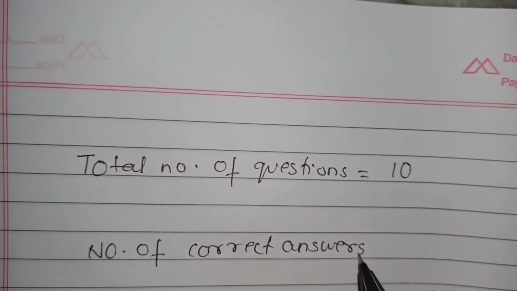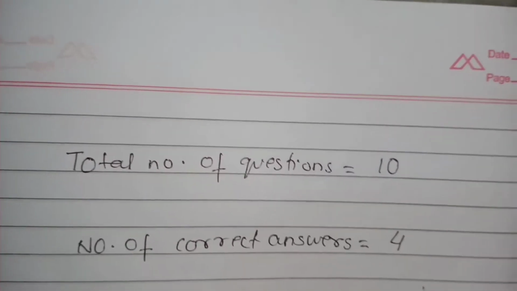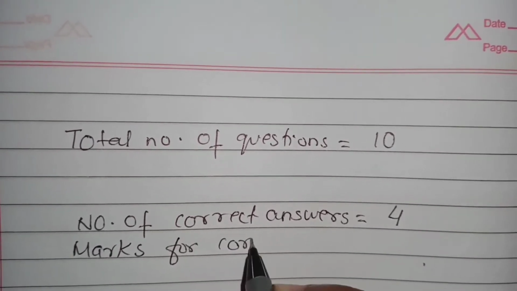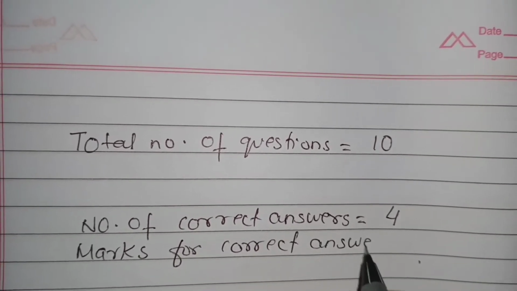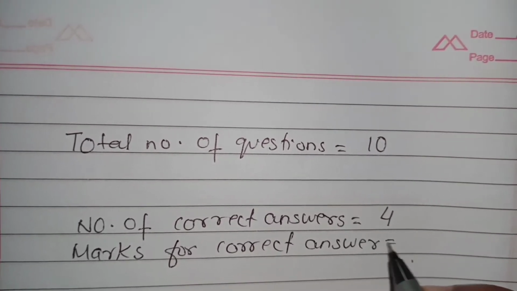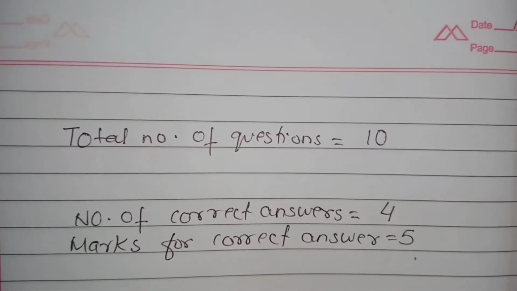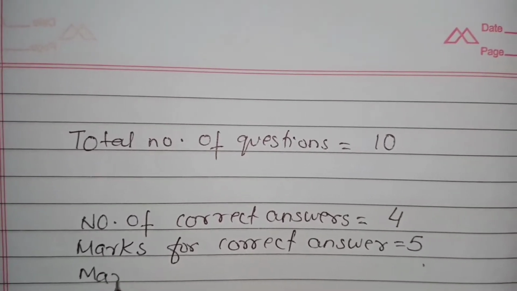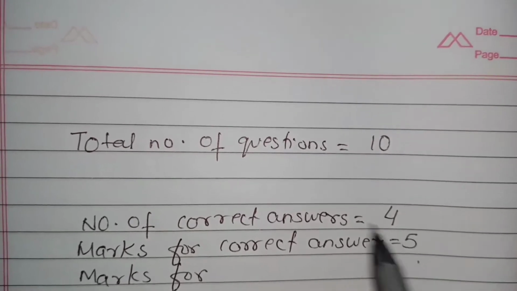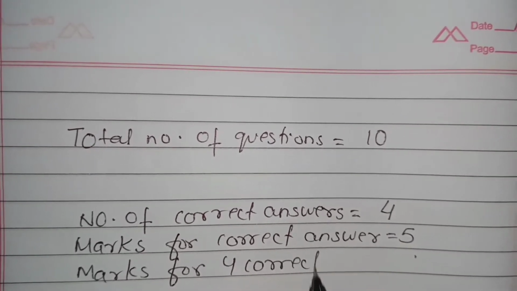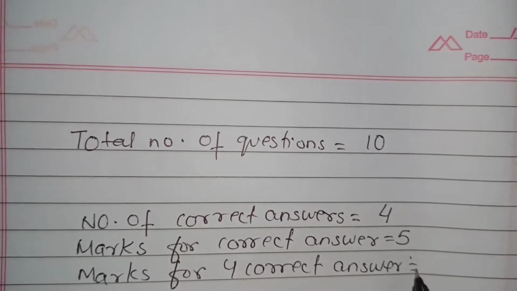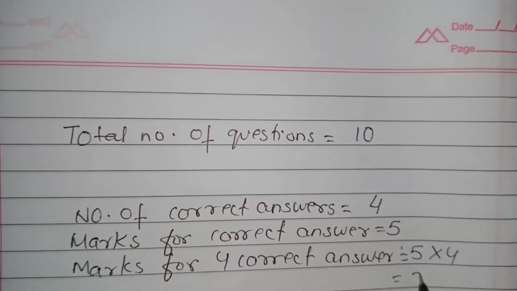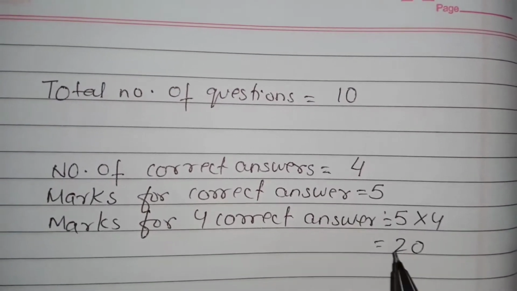The number of correct answers was 4. Now the marks for a correct answer is 5. Now we have to find the total marks for the correct answers. For 1 it is 5 marks, so the marks for 4 correct answers is equal to, for 1 is 5, so for 4, 5 fours are 20. So this is the marks for 4 correct answers.